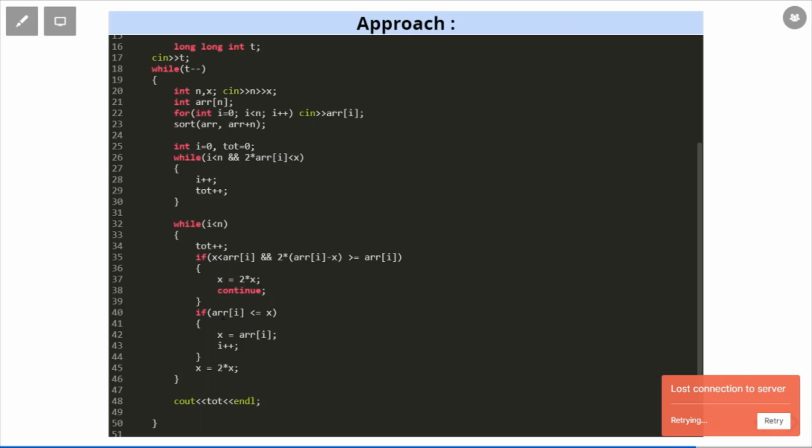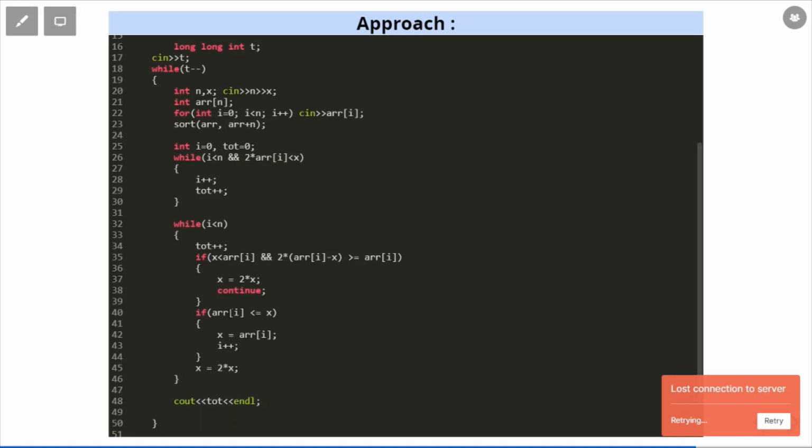If array of i becomes less than or equal to x, that means the number of infected people is less than or equal to the vaccines that we have, then I'll make x equals array of i. That means we have cured these many people and now the value of x will be array of i, and I simply increment the country. I'll move on to the next country.